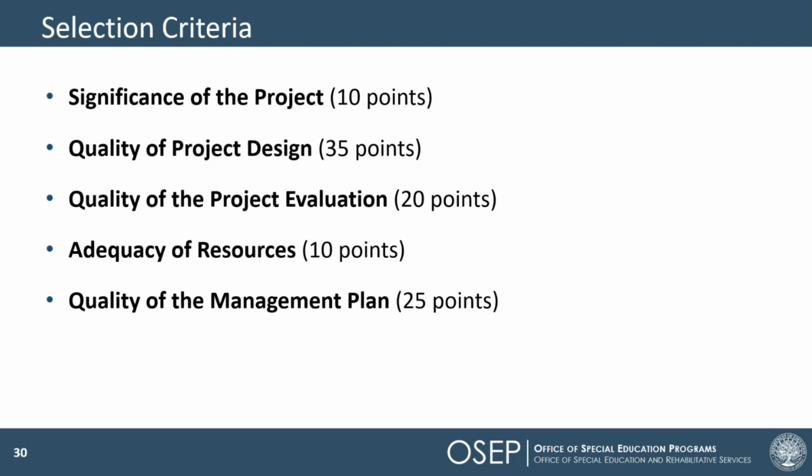Selection criteria. Significance of the project is 10 points. Quality of project design, 35 points. Quality of the project evaluation, 20 points. Adequacy of resources, 10 points. Quality of the management plan, 25 points.